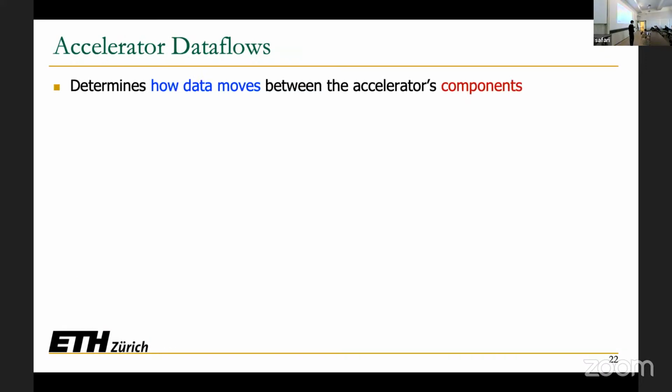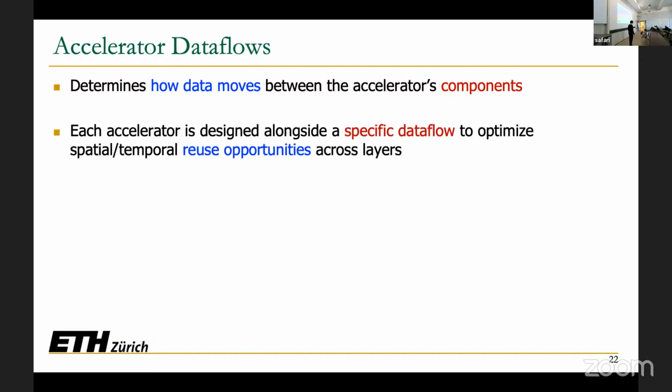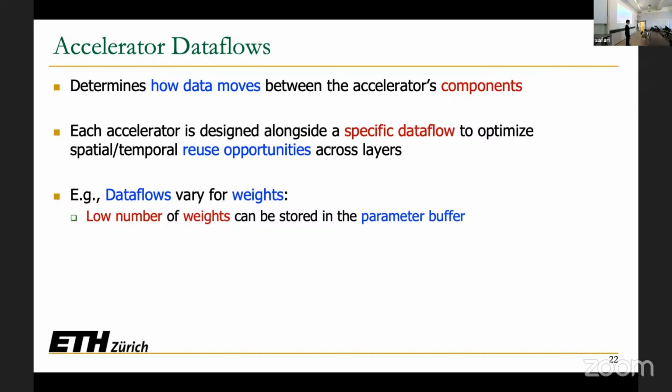Before introducing the accelerators, I think it's important to talk about the accelerator data flows because they vary. The point of the data flow is to determine how data moves between the components inside the accelerator, and each accelerator is designed alongside a specific data flow. This will optimize the reuse across the layers. For example, if you consider the weights in machine learning, they can vary. Some have more weights, others will have less weight. If you have less weight, you can store them in the parameter buffer. If you have a lot of weights, you should store them in DRAM instead.